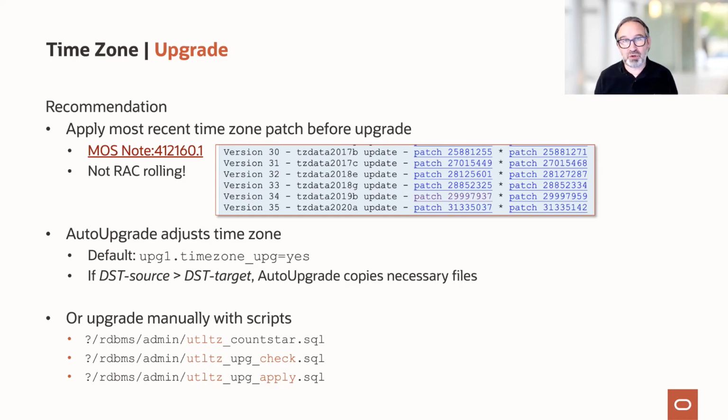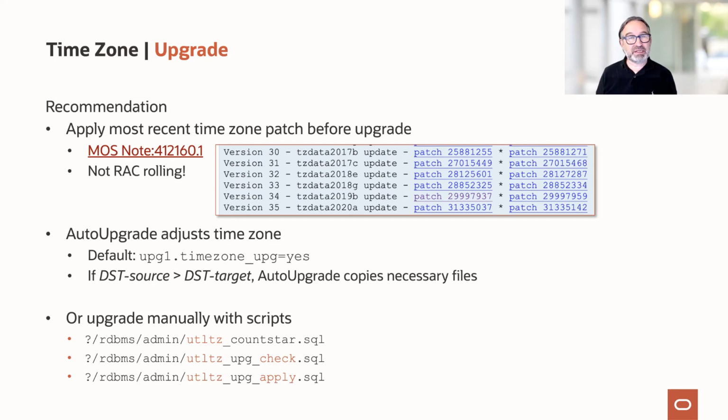So when you provide a new home, that's anyways no problem. Do these steps beforehand. By default, AutoUpgrade adjusts time zone unless you say upg1.timezone_upg=no, but by default, yes. What happens now if you upgraded time zone already in your 12.2.0.1 database to 35 and you upgrade to 19c, which has only 32? No worries, AutoUpgrade detects that case and copies the necessary files to the 19c home over in order to allow you upgrading successfully.